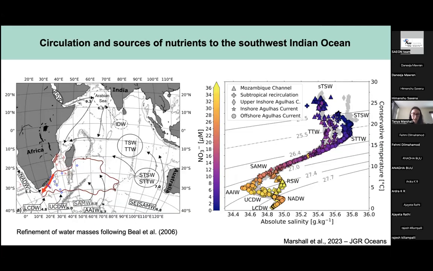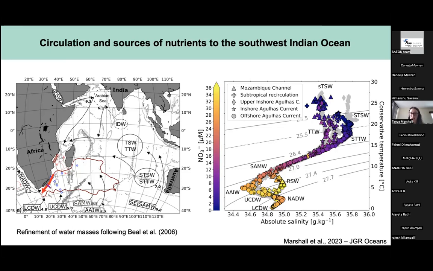When we started looking into nutrient supply mechanisms for the system, it required that we essentially build a biogeochemical framework for the region. On the left is a map of the Indian Ocean basin, showing water masses, their formation regions, which are the circles or squares around the boxes, and how they are laterally advected into the system. What's immediately obvious is that lateral advection is particularly important for this region.